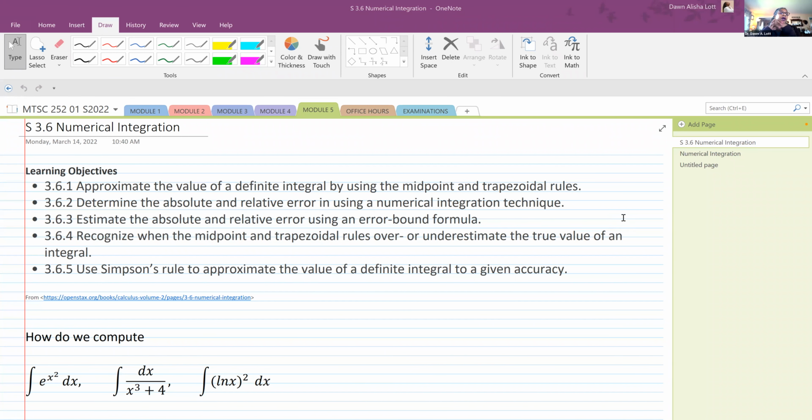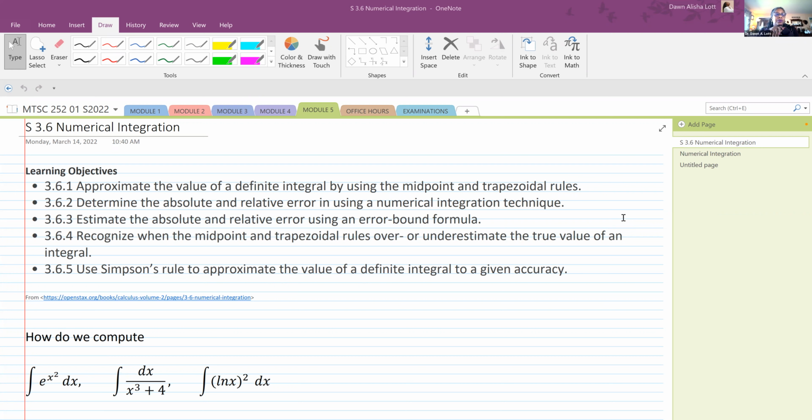So module 5 is an interesting module because it's much more numerical in terms of doing approximations to solutions and looking at error. So the first thing we're going to do is approximate the value of a definite integral by using the midpoint and trapezoidal rule. I'll explain those to you.